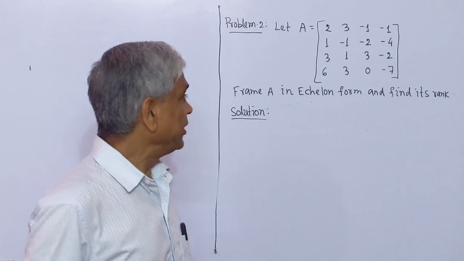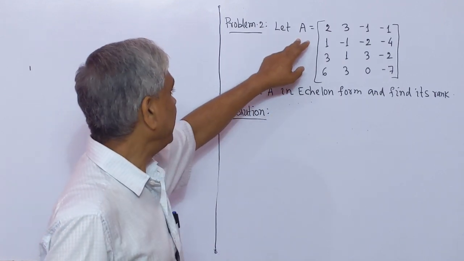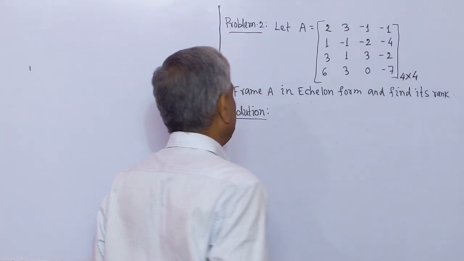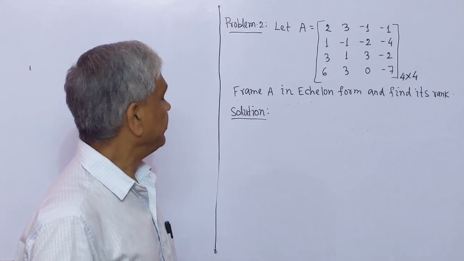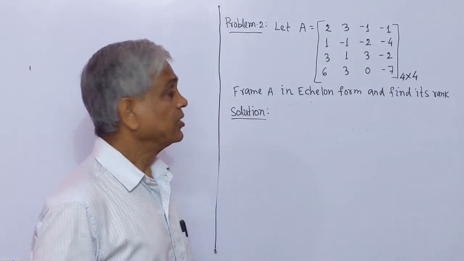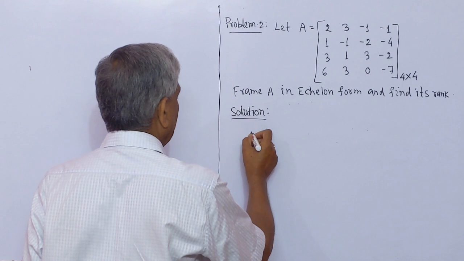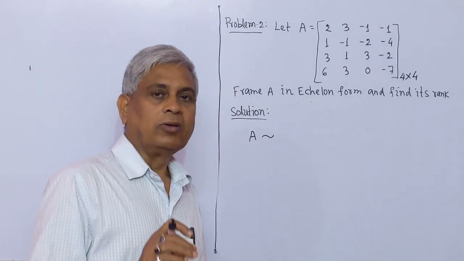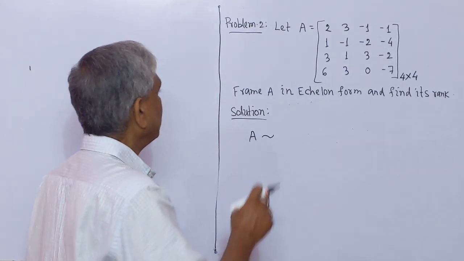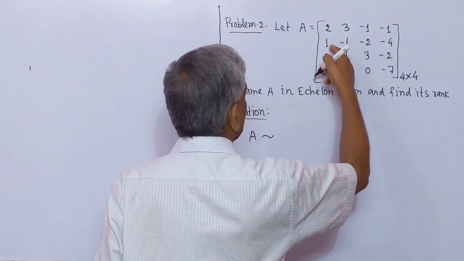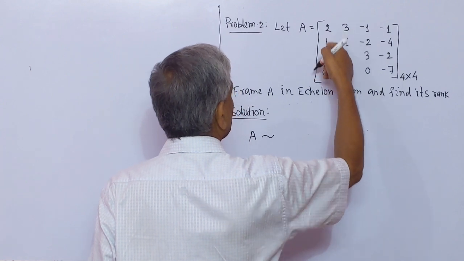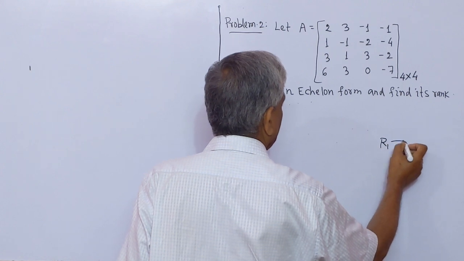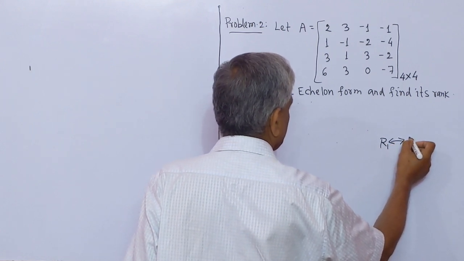Now we solve the next problem. The next problem is, let A be a 4 by 4 matrix. Frame A in echelon form and find its rank. Matrix A may be changed by elementary transformation. Here we have 1, here 2. We may interchange these rows R1 and R2.